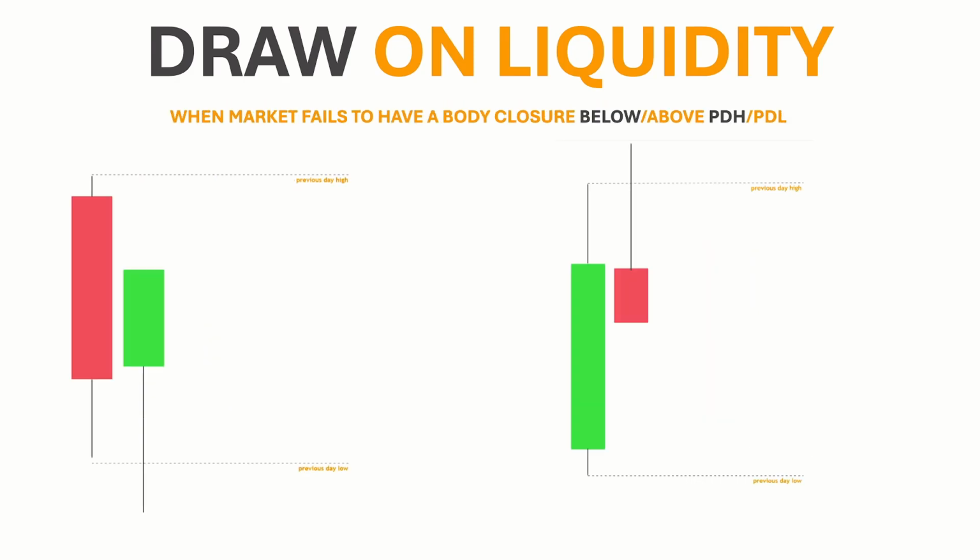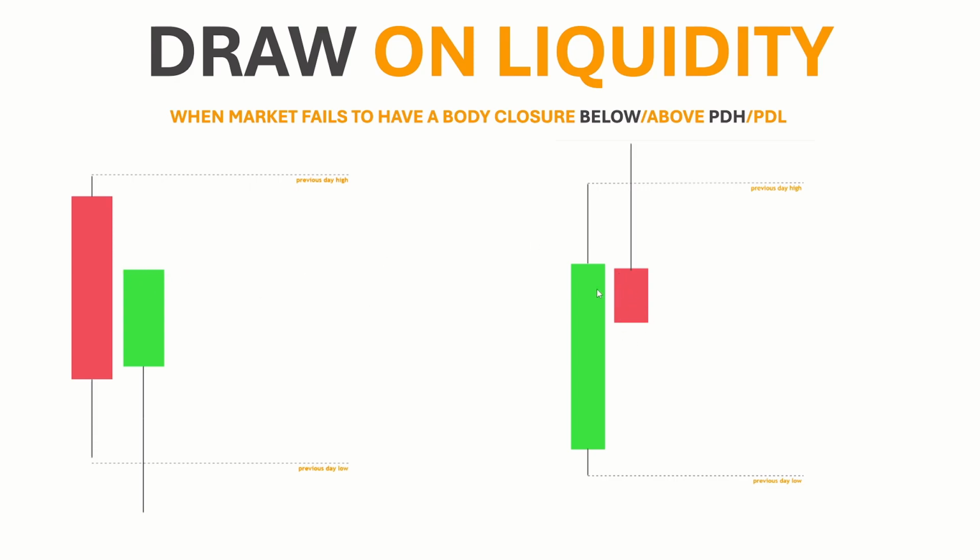Now, when market fails to have a body closure below or above the previous day high or low, we can infer that market will start to reverse. As you can see in these examples, right here we have the previous day low. Market breaks below the previous day low. However, we do not get a body closure below the previous day low. So we can only estimate for the high to be broken for the next day. So our bias for the next day would be bullish.